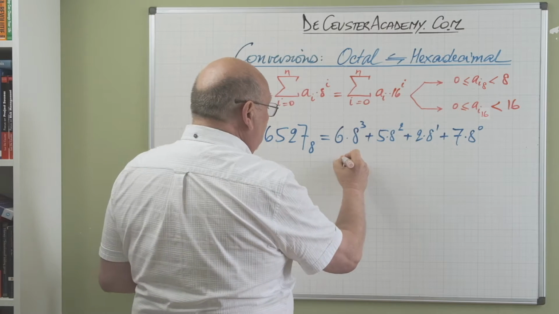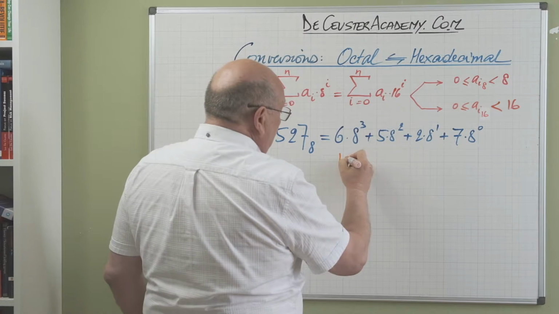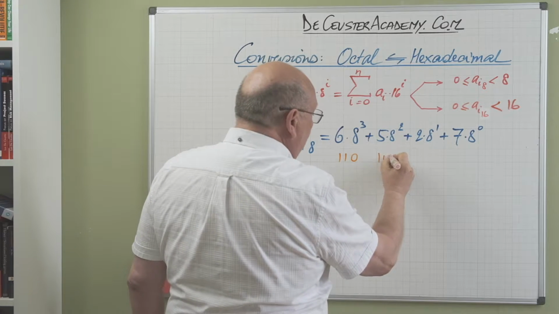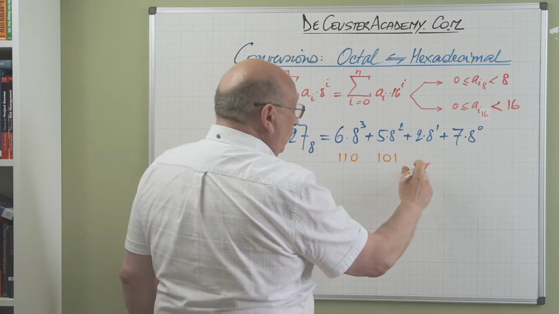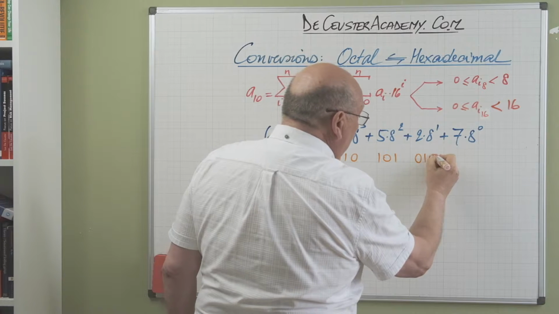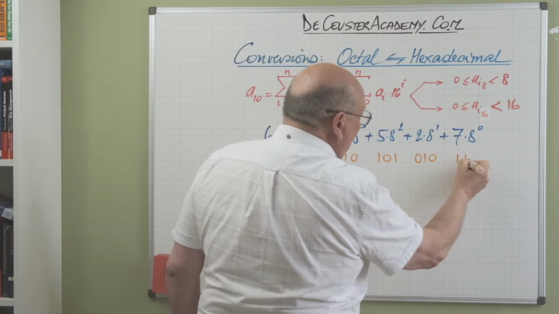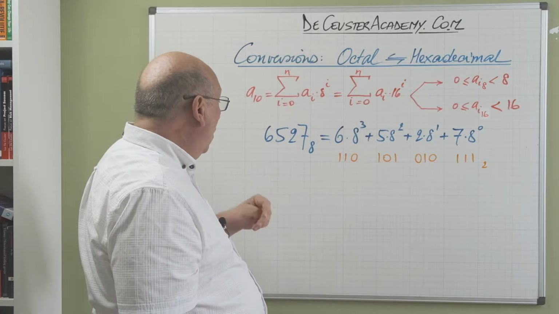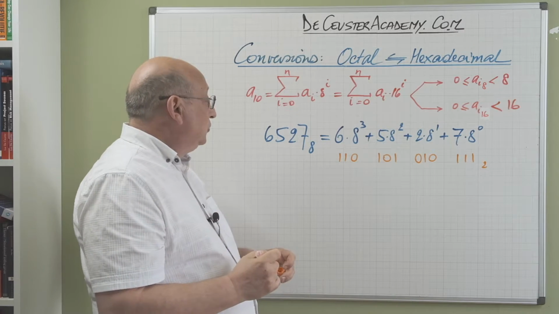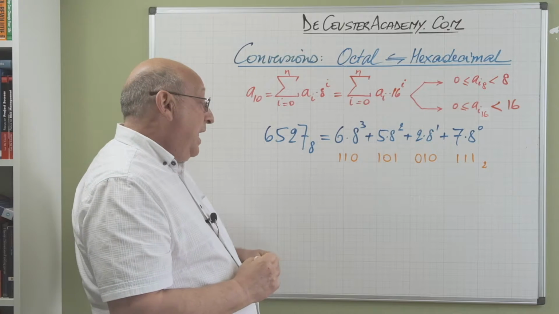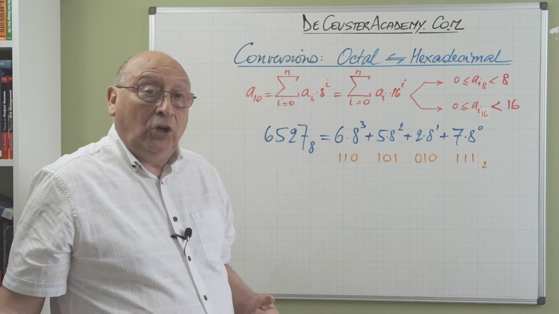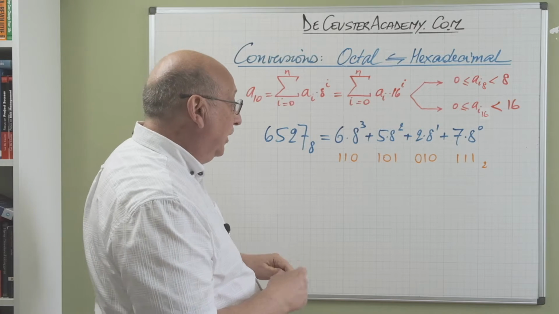So 6 is 1, 1, 0, 5 is 1, 0, 1, 2 is 0, 1, 0, and 7 is 1, 1, 1. So that's the binary expression of the octal number 6527. And doing this, it will be easy now to find the hexadecimal equivalent.